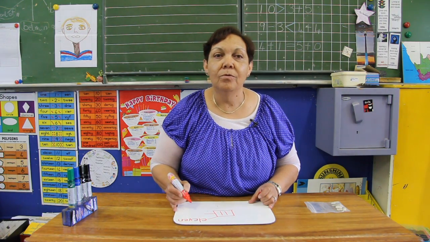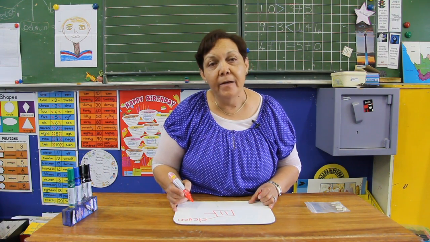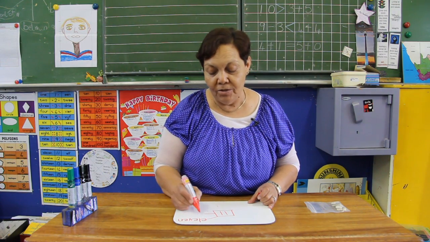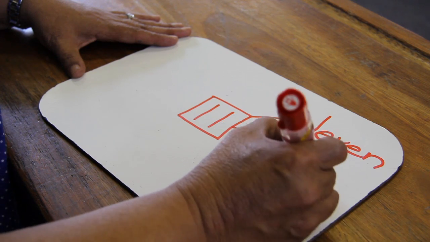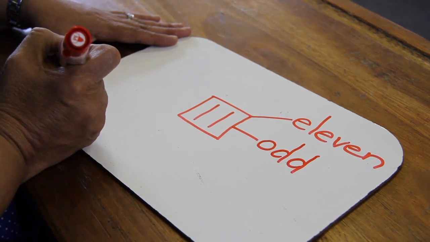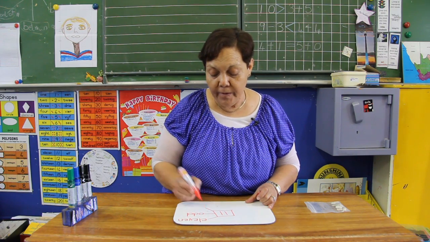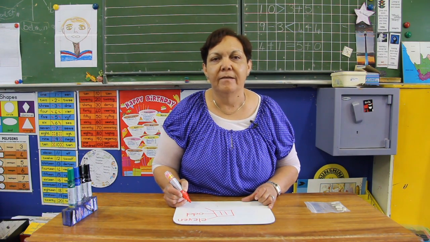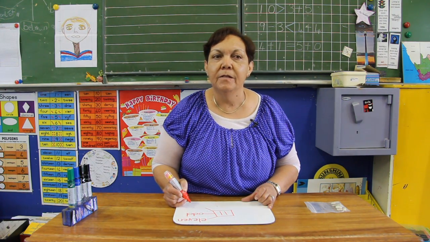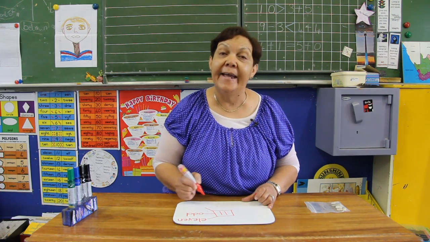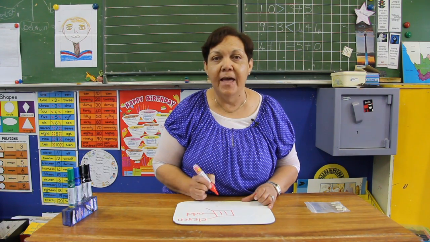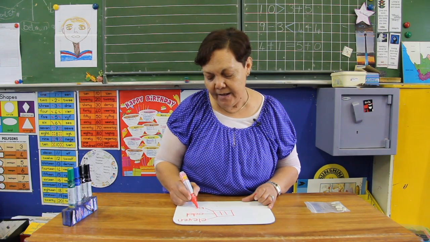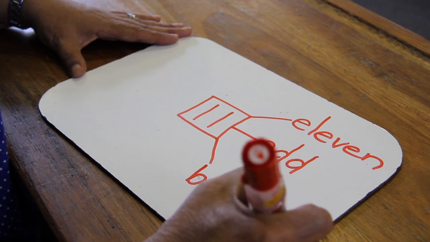Number 2, is it an odd number or is it an even number? We discuss it, the children decide it's an odd number. We write the word odd. Then we decide, where does this number 11 stand on the number line? So it has to stand behind a number. So 11 stands behind 10. And we write behind 10.